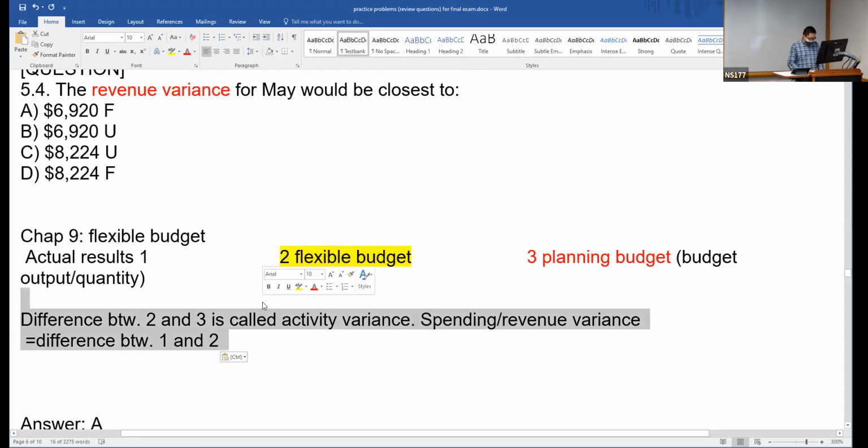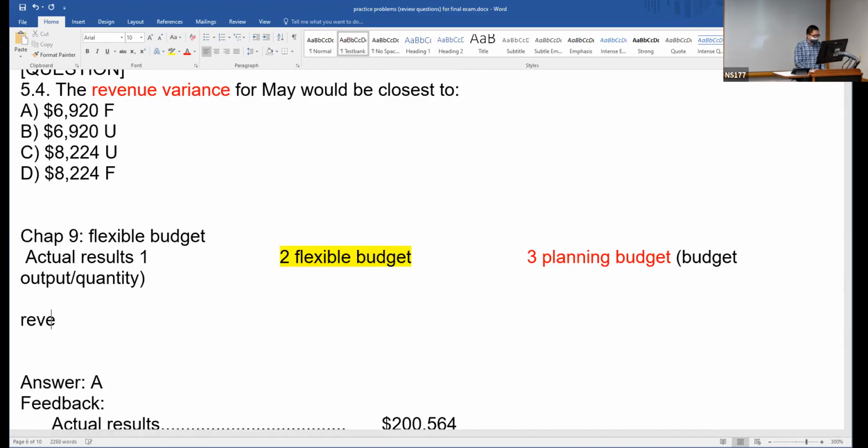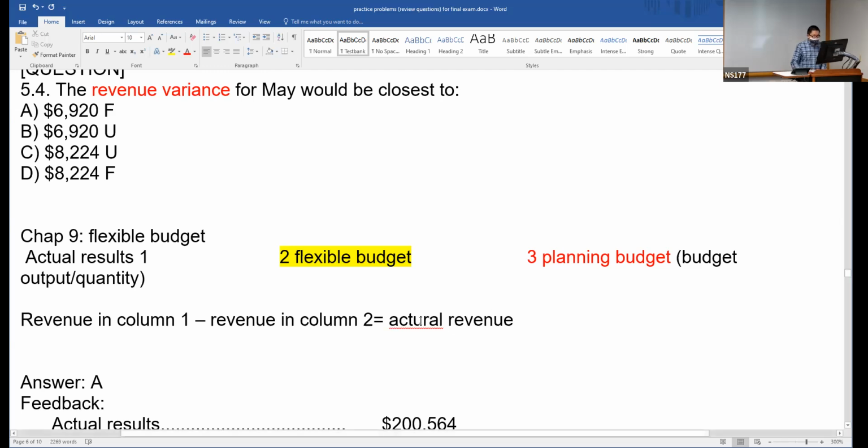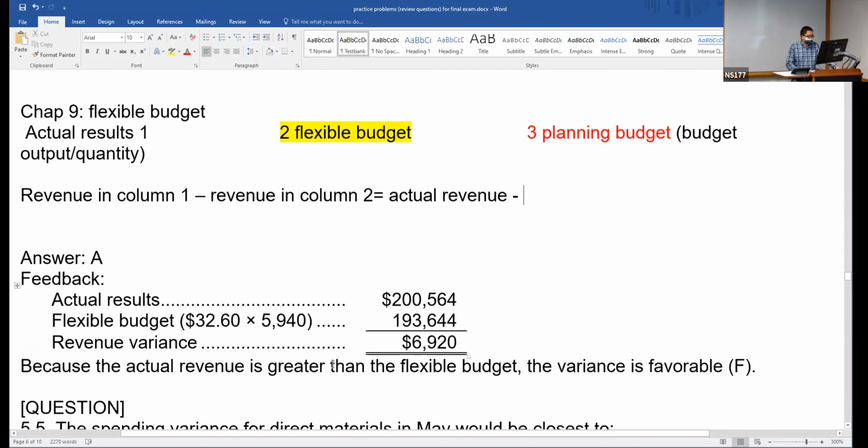Right? So just use the revenue in column 1 minus the revenue in column 2. Right? And the revenue in column 1 is the actual revenue. And the revenue in column 2 is in the flexible budget. Right? So we just calculate the revenue in the flexible budget.